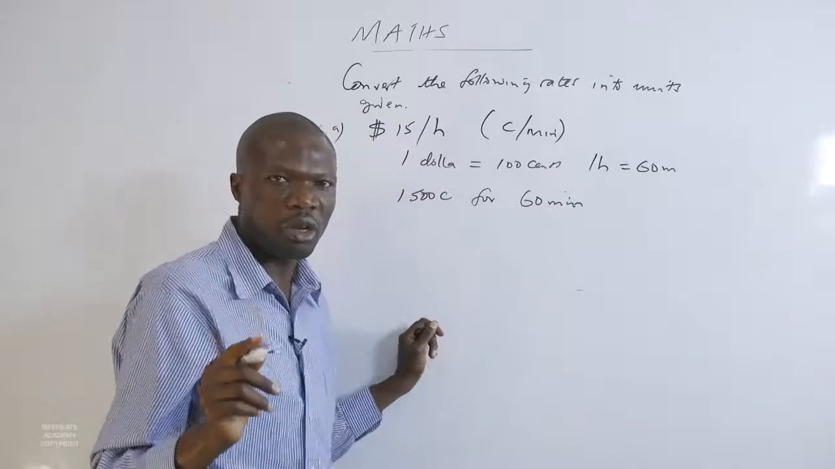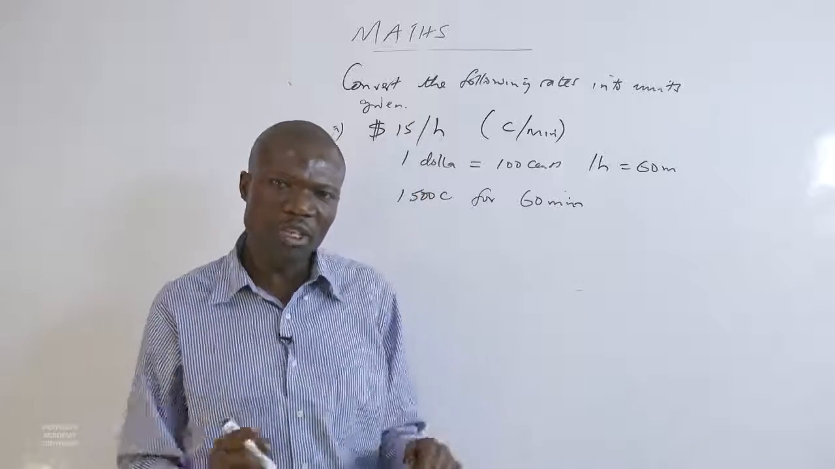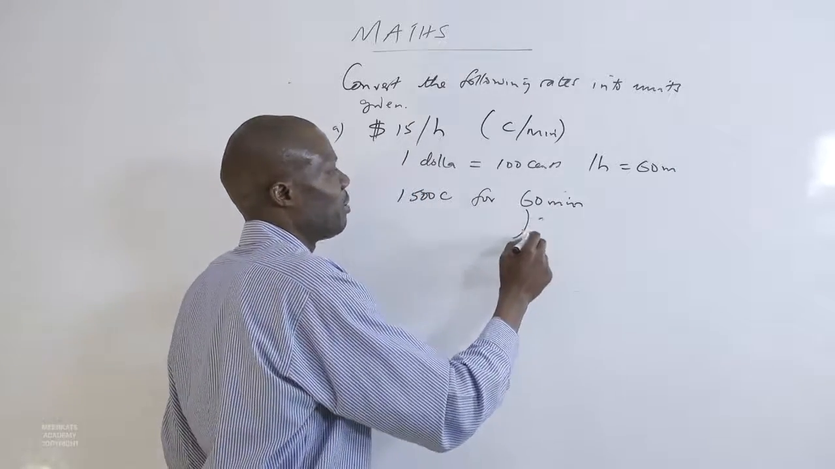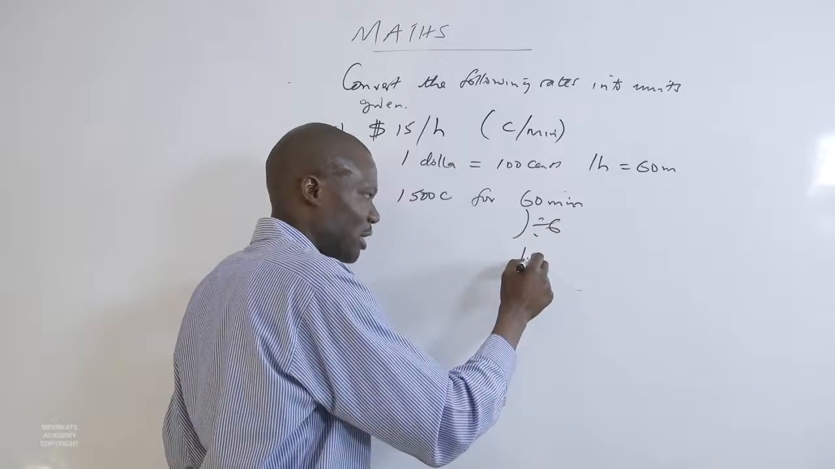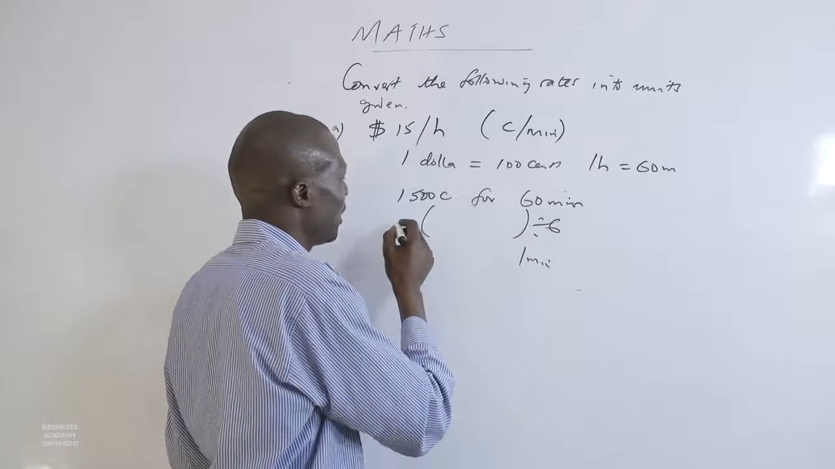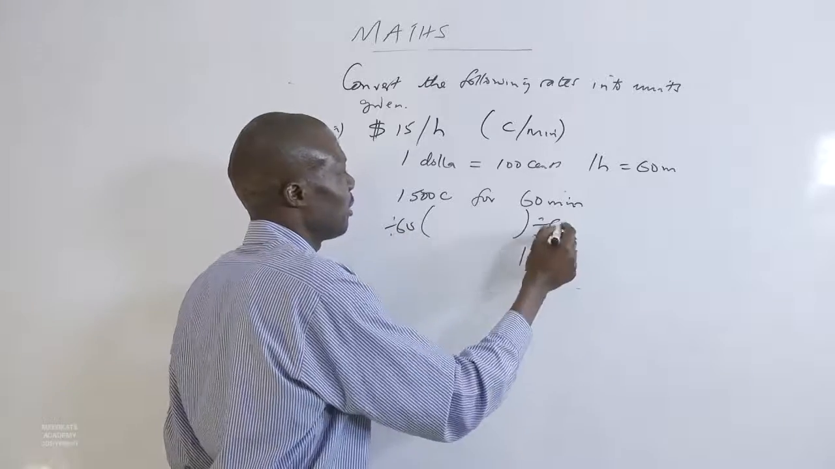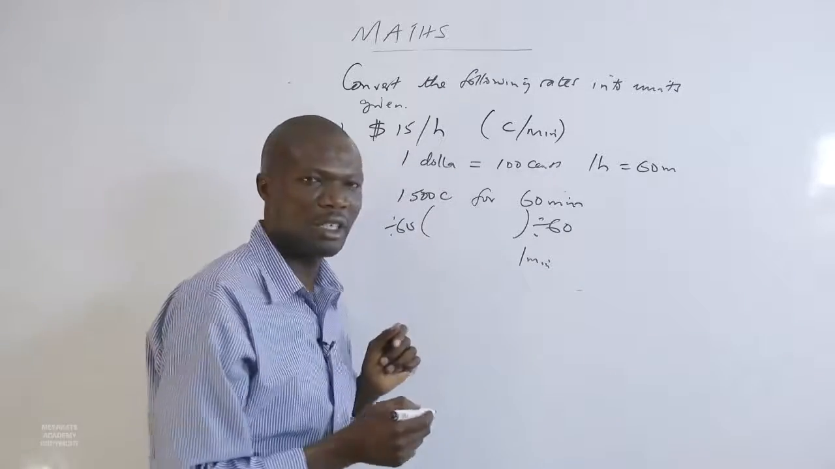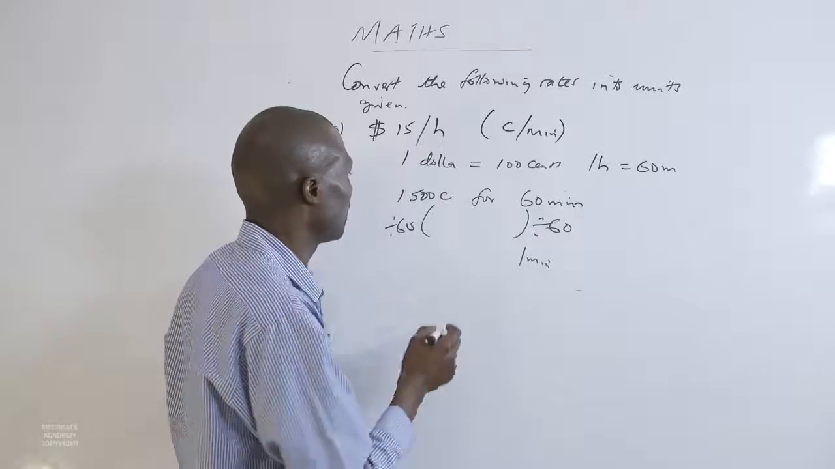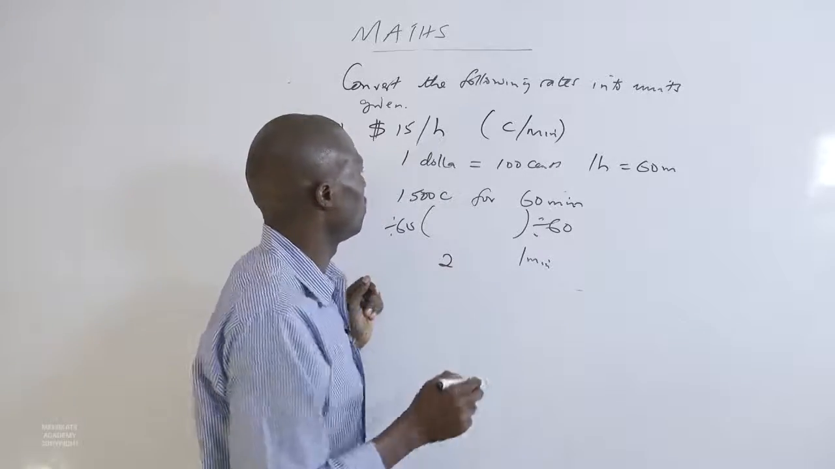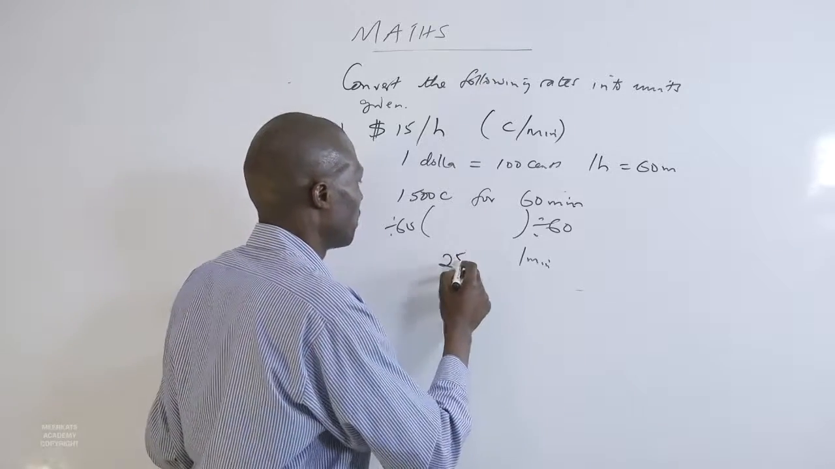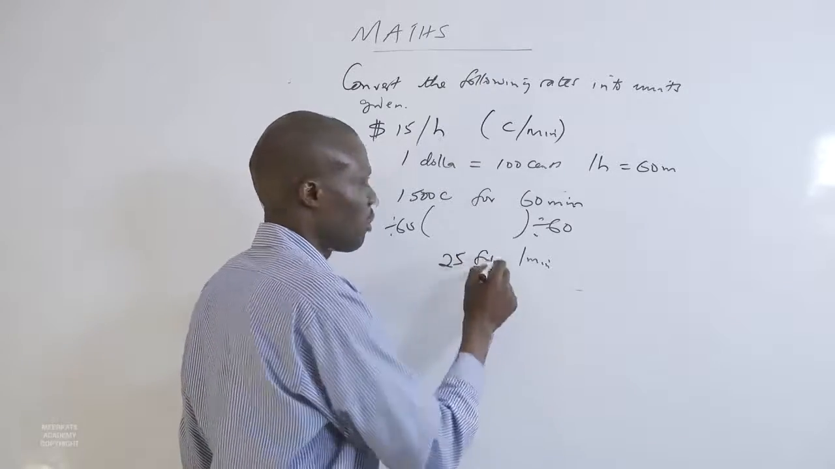But now, when you talk about the rate, the second unit should be 1. So we divide this side by 60 to have 1 minute. Divide this side by 60. We are talking of 60. And then you divide this side by 60. You can use your calculator. That is giving me 25 for 1 minute.